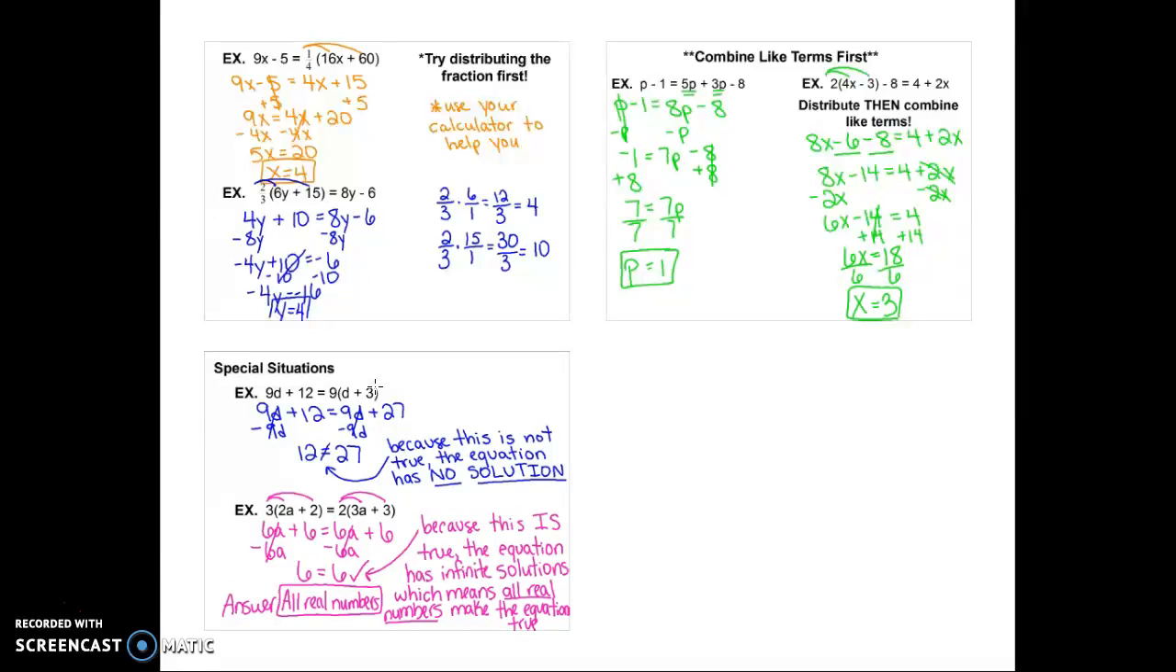So this looks very similar to our previous examples. I start by distributing this 9 into my parentheses. So my left-hand side stays the same, 9d plus 12 equals 9 times d is 9d, 9 times 3 is 27. Now I'm going to have to decide if I want to move my variables to the left or the right. I'm choosing to move technically either of them.